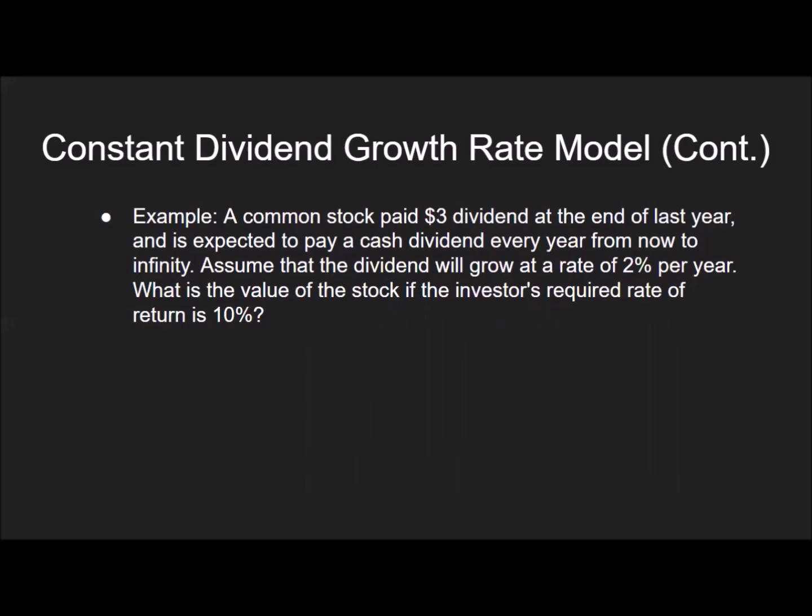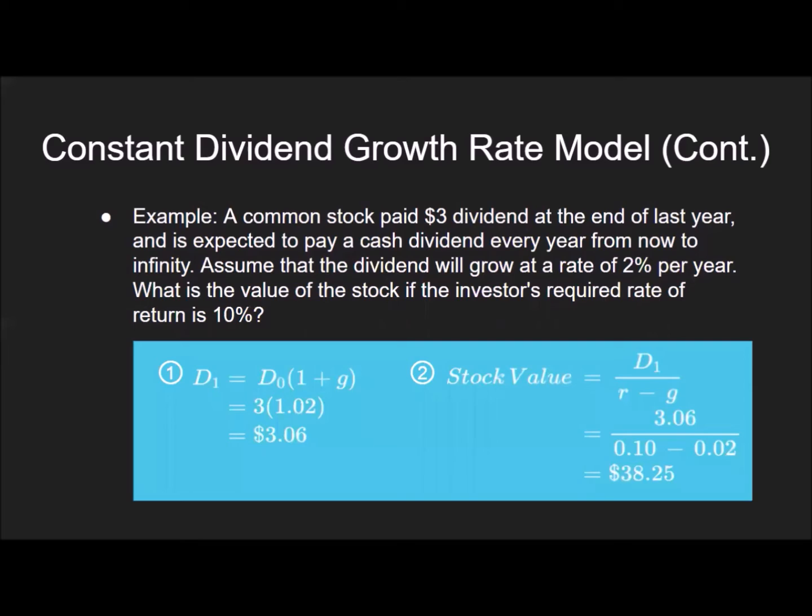First, we need to calculate the next period dividend, D1. D1 equals the previous period dividend, $3, times 1 plus the dividend growth percentage. You will get $3.06 for D1. Next, apply the constant dividend growth model you learned in the previous slide. You will get $38.25 as the value of the stock.